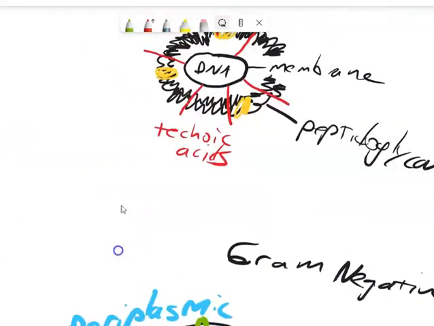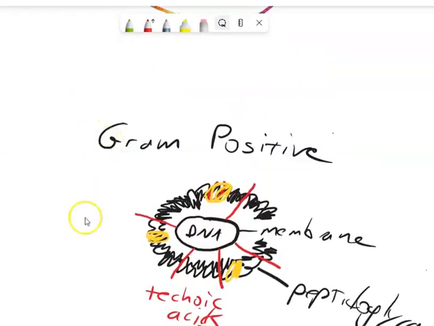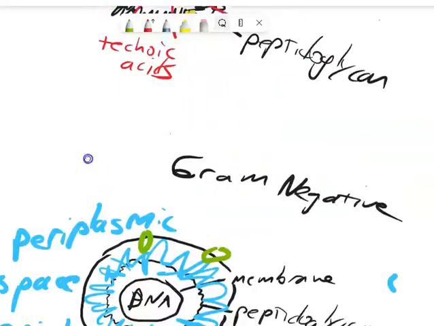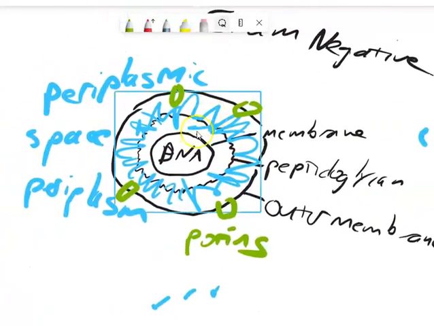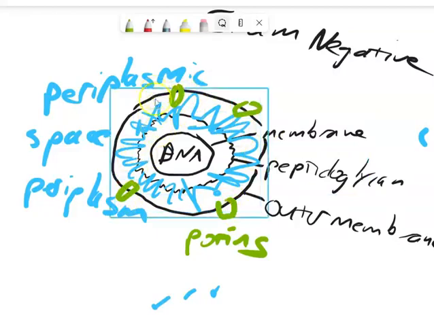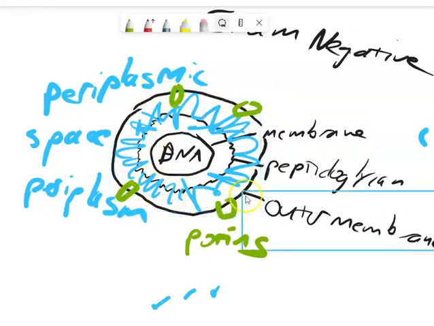So just to review, a gram-positive cell is going to have a cell membrane and a thick peptidoglycan layer, and then teichoic acids holding it together. A gram-negative cell is going to have a cell membrane, a very thin peptidoglycan layer, another membrane, which is porous because it has these porin proteins, and then the space in between the two membranes is called the periplasm, or the periplasmic space.